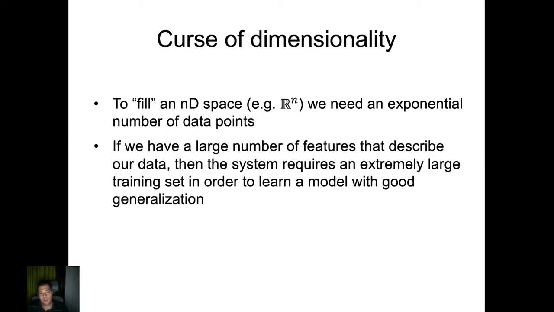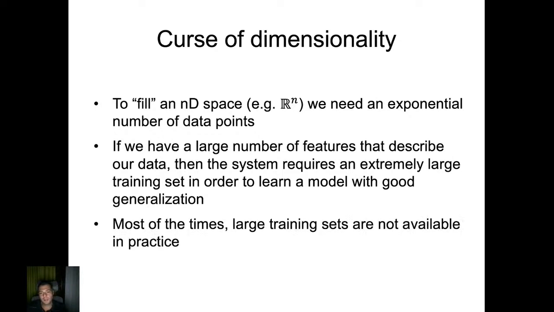Now going back to our example, if we want to deal with color images of 200 by 200 pixels and just linearize the images, we obtain feature vectors with 120,000 components. So in order to fill the space, we will need 5 to the power of 120,000 images. This is a huge number. It's not possible to obtain so many images to train a model.